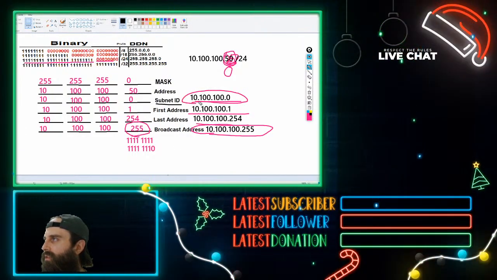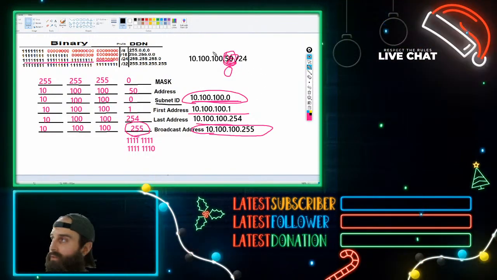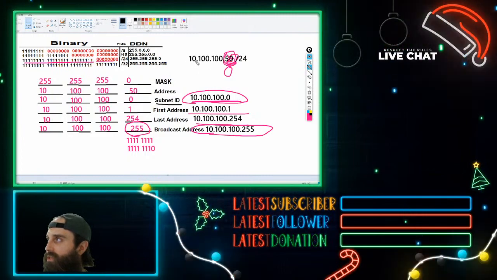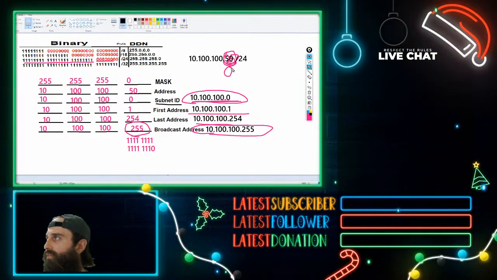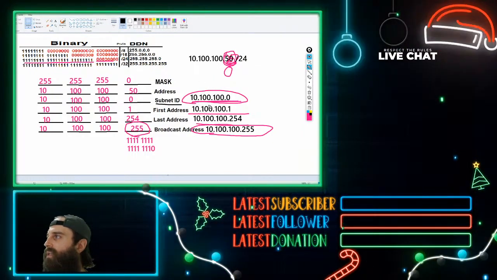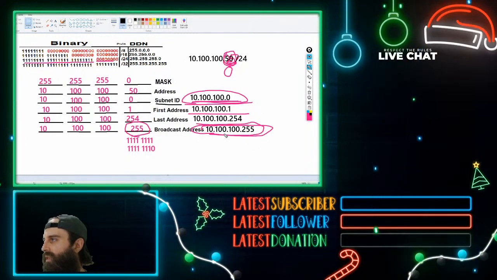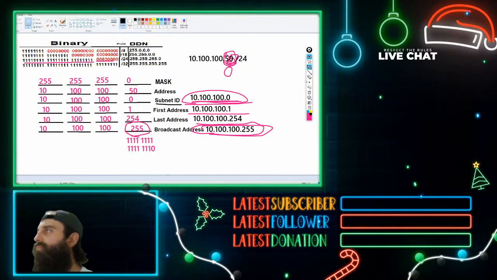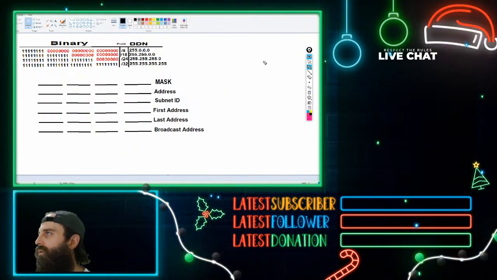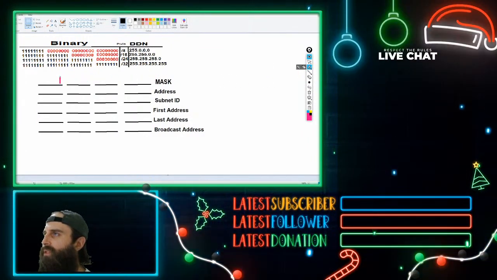So for 10.100.100.50, its subnet ID is this. The broadcast ID for that address is this, 10.100.100.255. Okay. So let's do another. We're gonna have to do a couple examples, just so this can make sense.